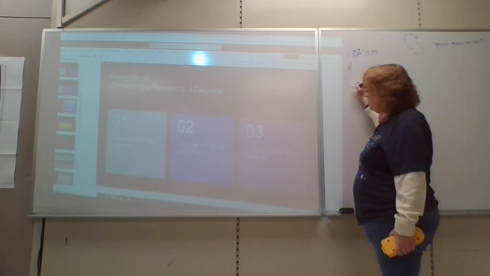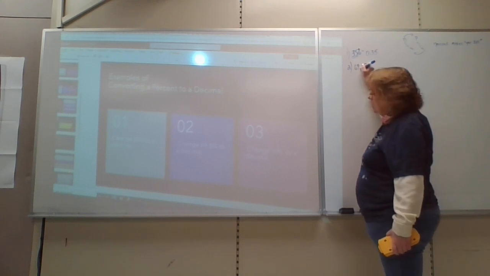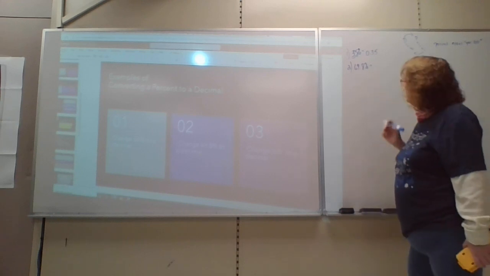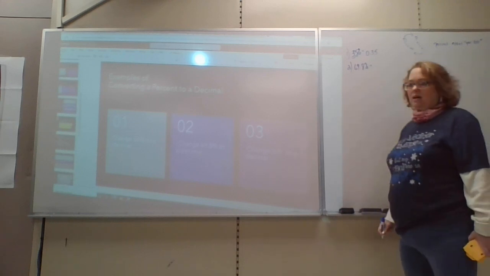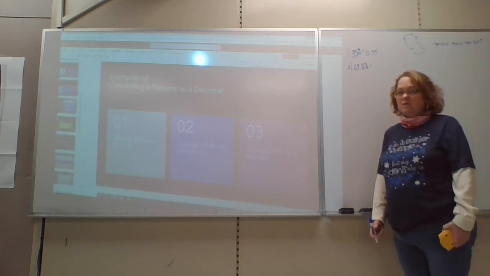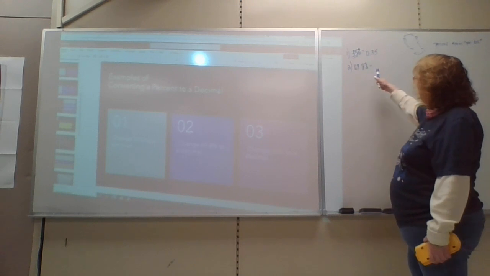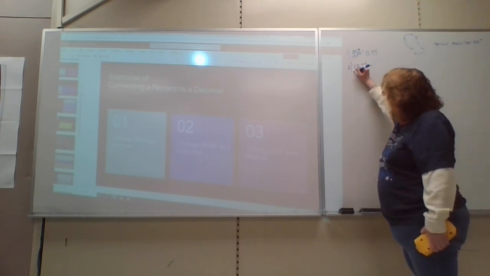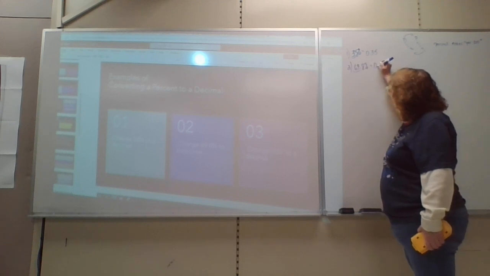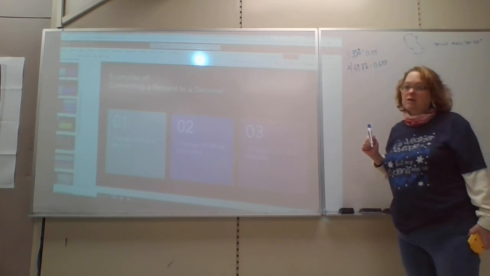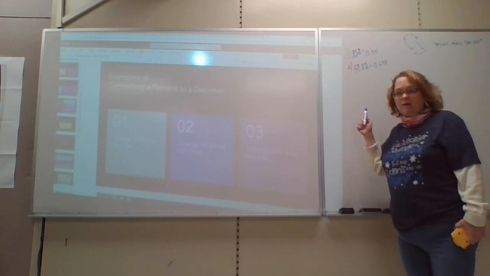Second example, we have 69.8%. One of my other students said, but Miss Jackson, that's already got a decimal in it. It's got a decimal in the percent. I said, okay, we still have to do the same procedure. You drop the percent and you carry it over 2 places. So then it will become 0.698. I will give you credit if you just put .698, but I prefer you technically put a 0 in front of there.